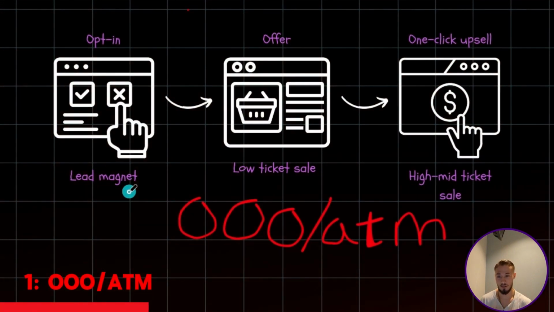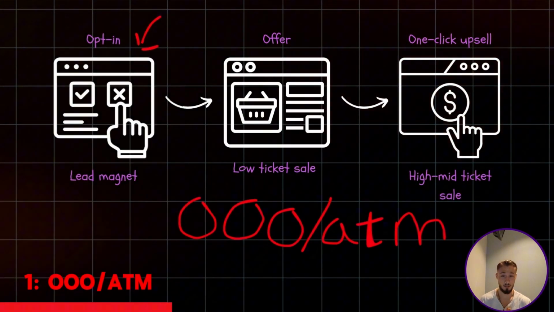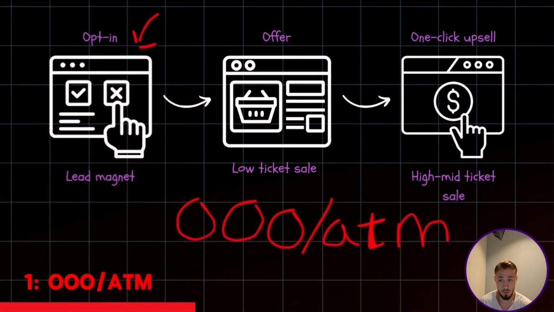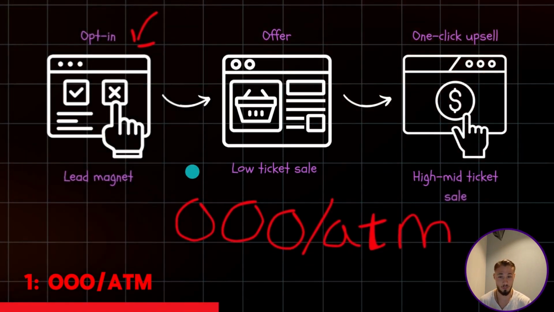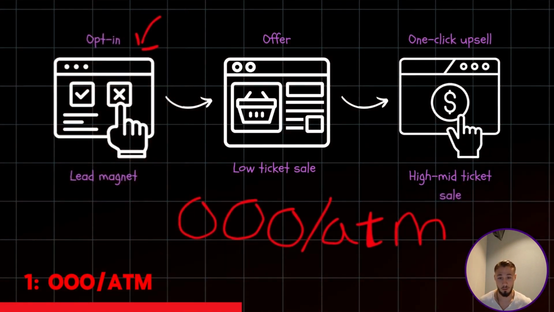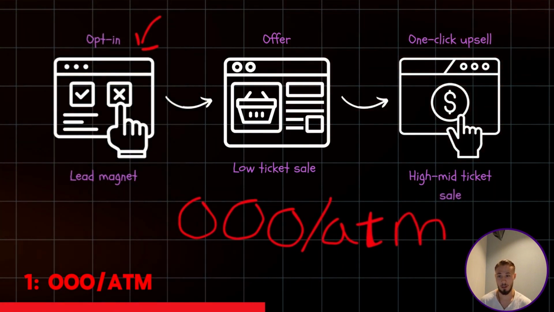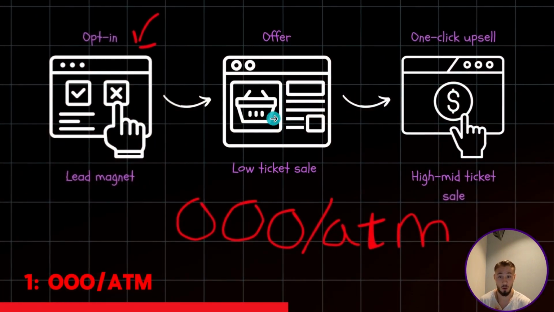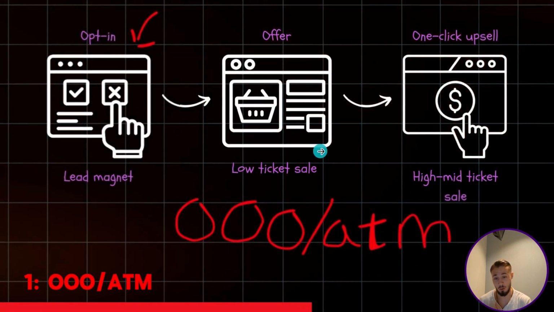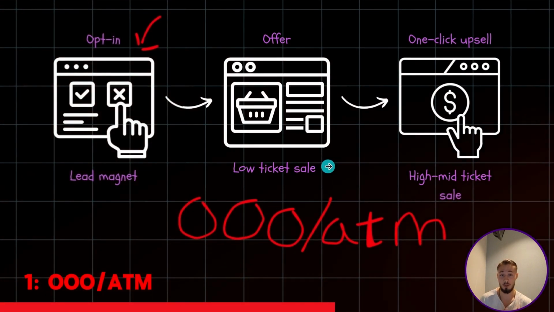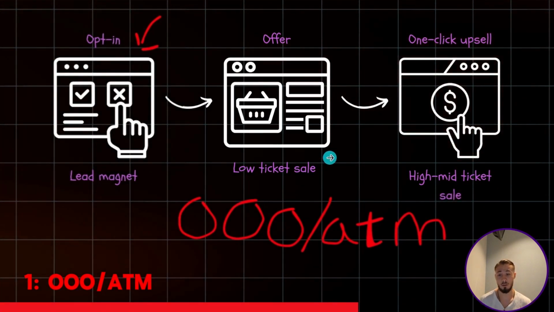Now, the idea is that we drive traffic to an opt-in. They opt in for a lead magnet of some kind, doesn't really matter what it is. But the idea is we help them do something specific. Then instead of redirecting them to the lead magnet or just giving some generic kind of confirmation page, we take them to an offer where we basically say, hey, would you like to buy this product that will help you do the same thing that the lead magnet does, but faster and easier?